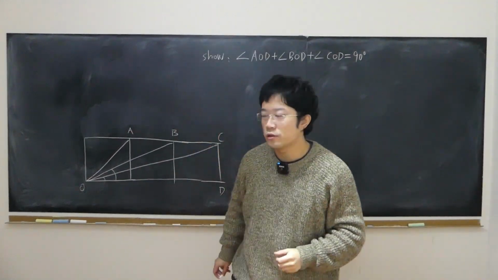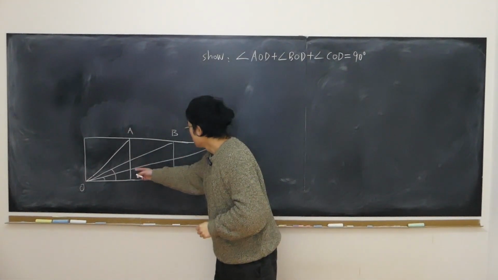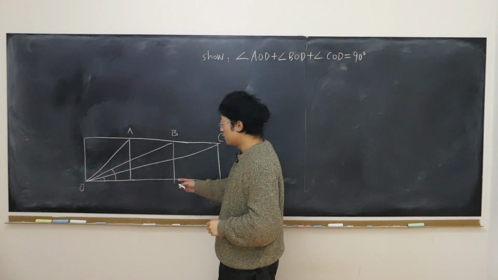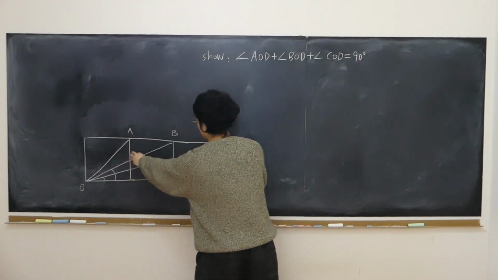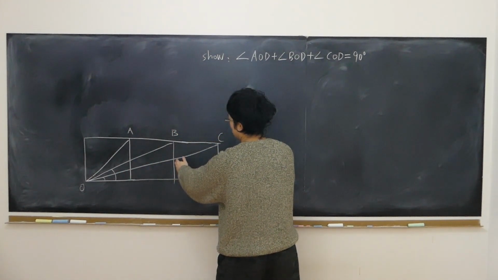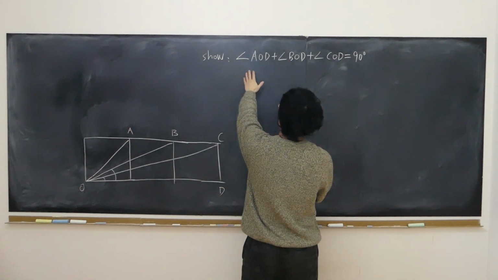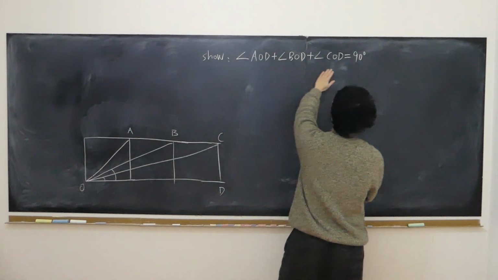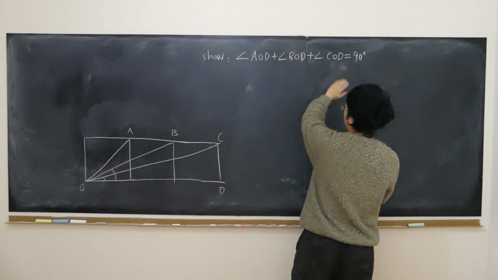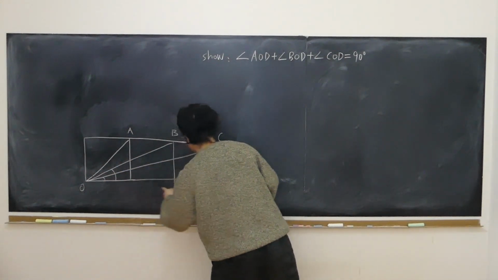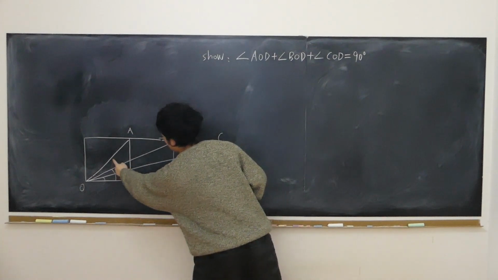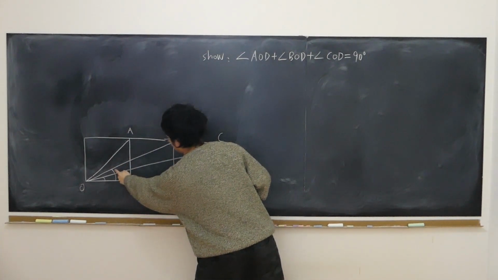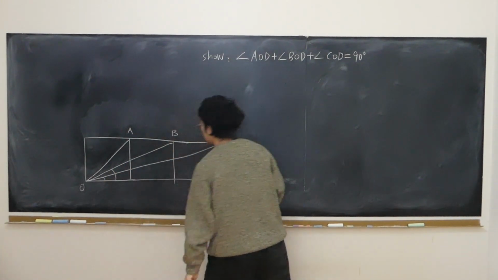We're given 3 squares. And we're also given that, of course, these 2 squares share this edge. These 2 squares share this edge. And we're going to show that those 2 angles add up to become 90 degrees. That is AOD, this angle, and this angle, and this angle.